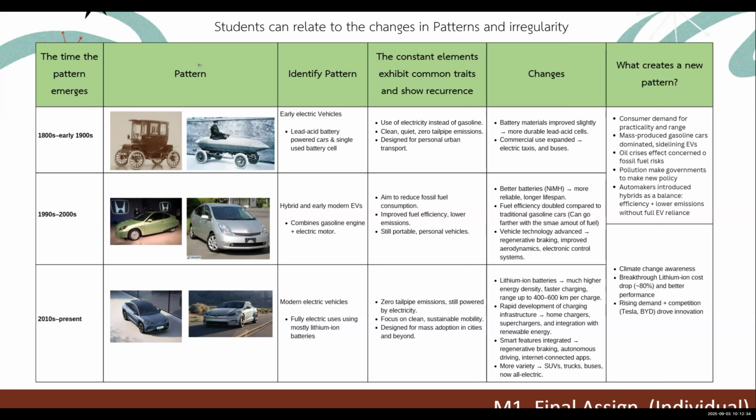Therefore, I classify the next generation as the modern electric vehicles, which are fully electric, mostly using lithium-ion batteries. In this era, lithium-ion batteries have higher energy density, and can go up to around 400 to 600 kilometers per charge. And they got new technology integrated into the car. That's all for my presentation. Thank you.